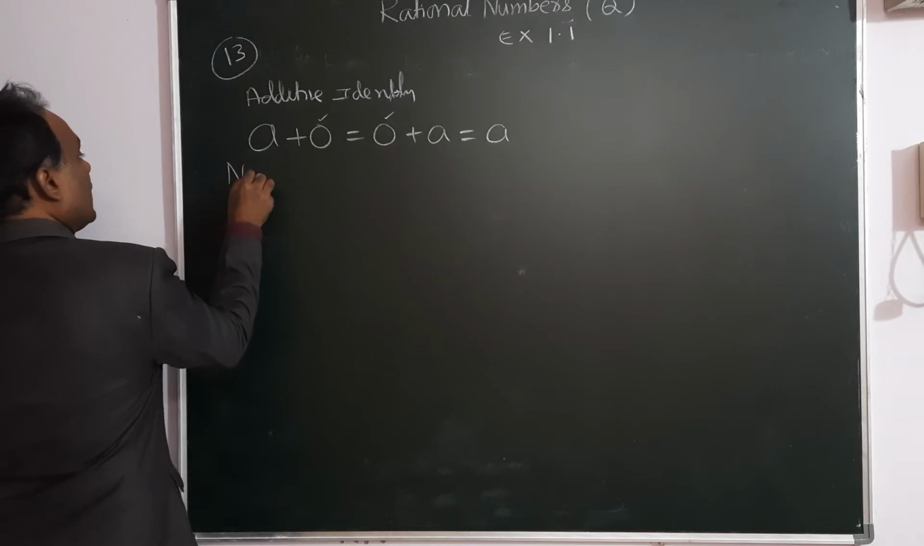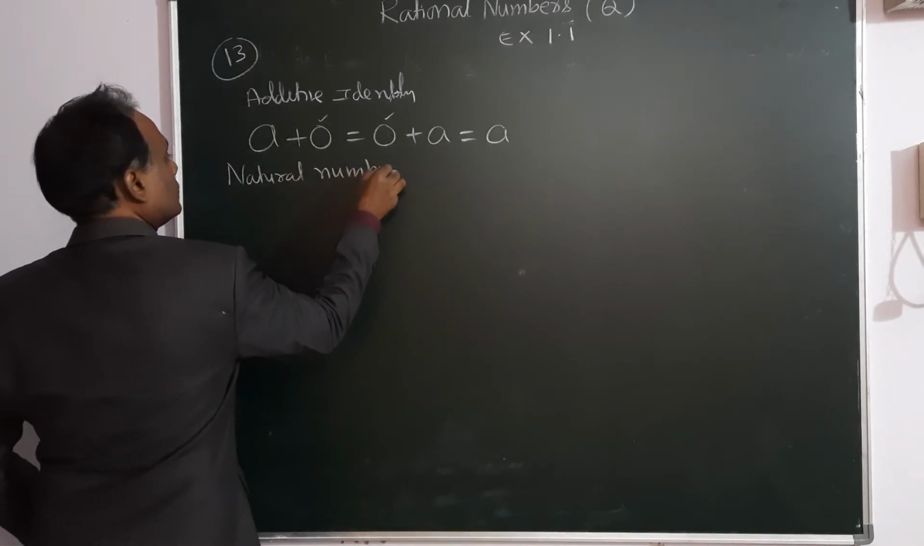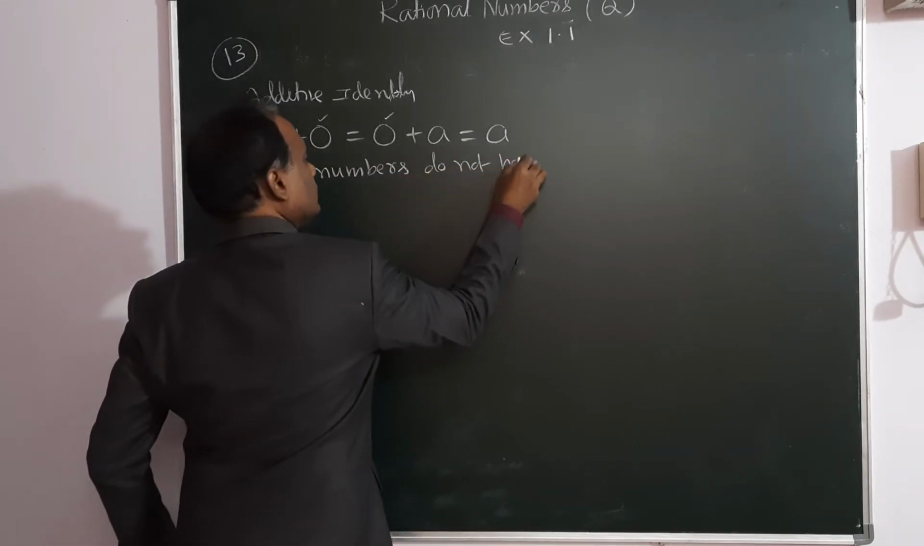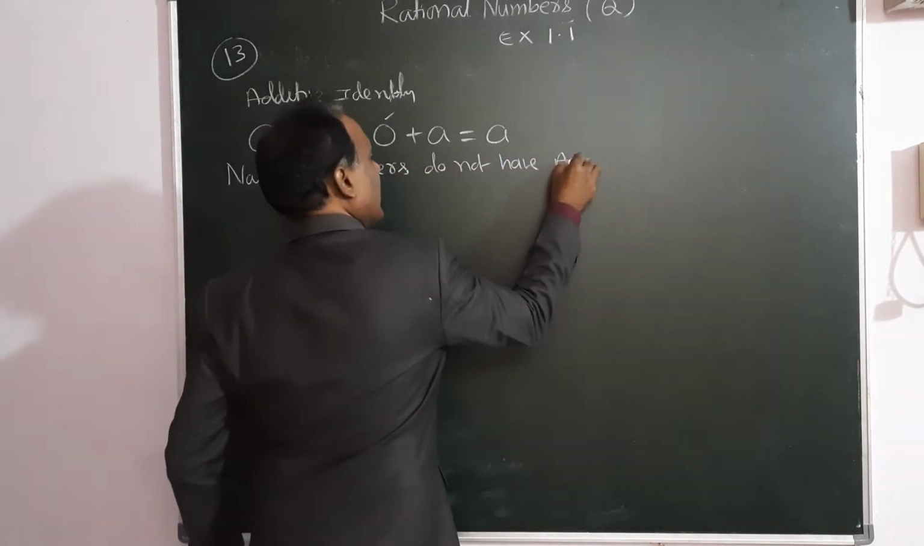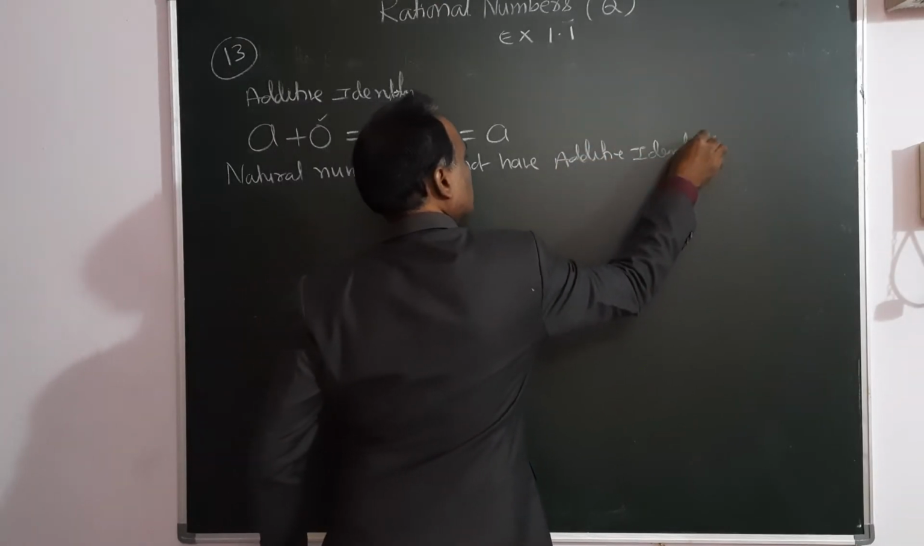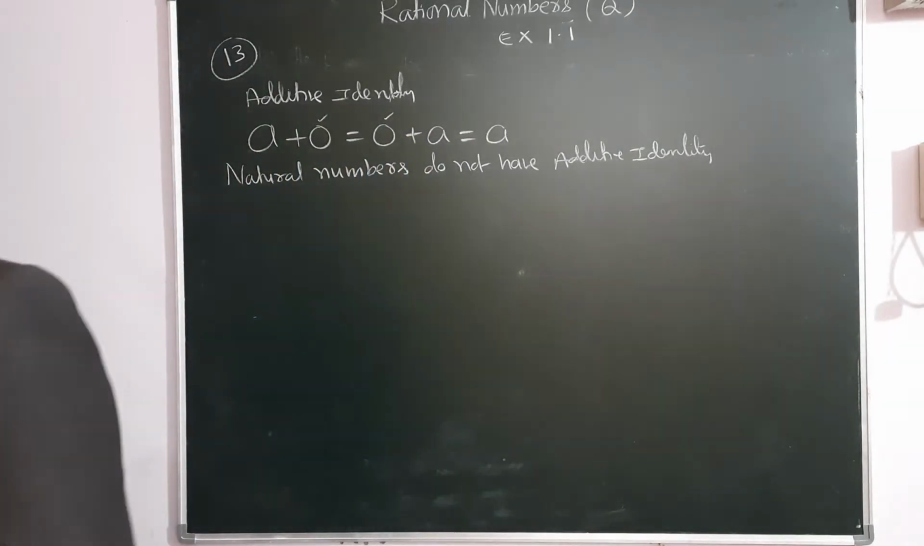So natural numbers do not have additive identity. Natural numbers do not have additive identity.